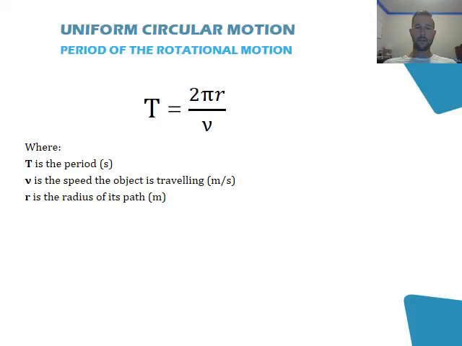Now when we talk about an object moving in a circular path, we can talk about its period, and this is denoted by the equation given on the screen. So the period is denoted by a capital T with the units of seconds. v is the speed of the object, and r is the radius of its path.